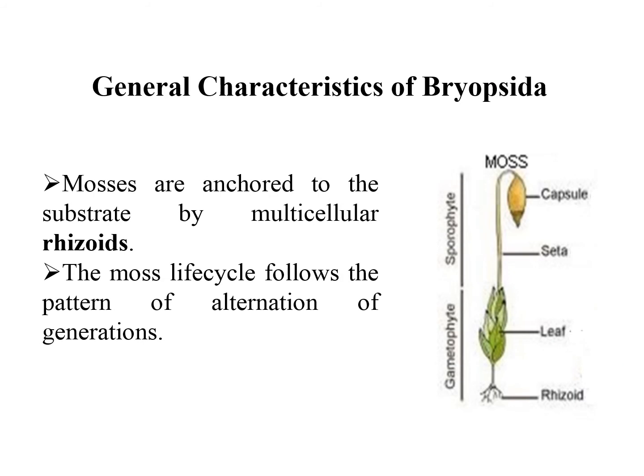Mosses are anchored to the substrate, whether soil or rock, by multicellular rhizoids. Rhizoids are actually the precursor of roots. They originate from the base of the gametophyte, but are not the major organ for the absorption of water and minerals. If you look at the picture, the sporophyte consists of a sporangium or capsule, a seta or stalk, and a foot. The moss life cycle also follows the pattern of alternation of generations.